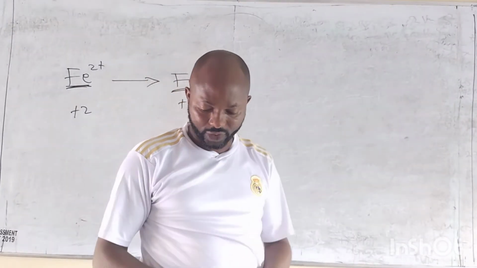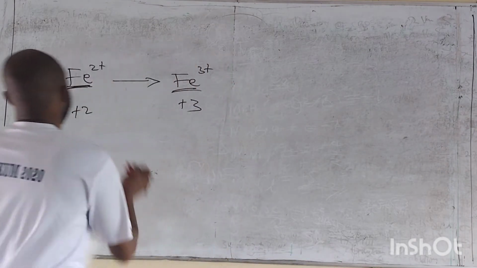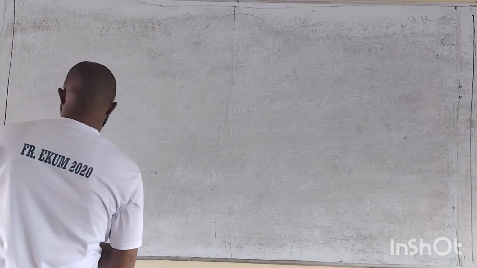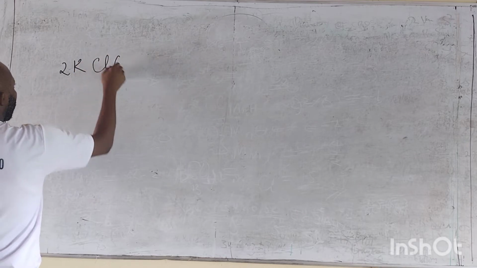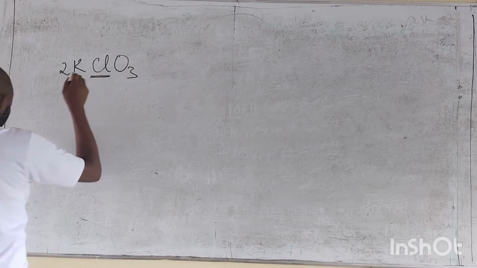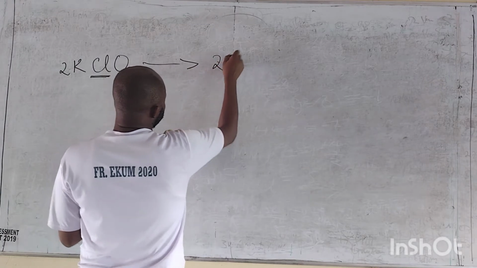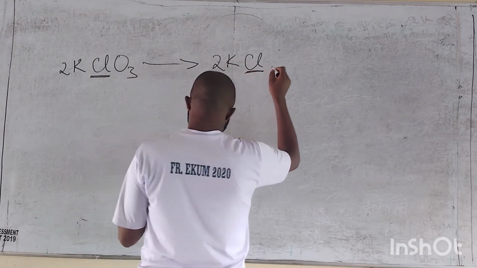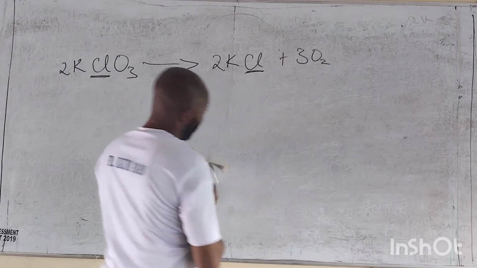Now let's solve the last one on this before we go to balancing of redox. So we have 2 potassium ClO3. We're looking for that of chlorine. It gives us 2 potassium Cl plus 3 moles of oxygen molecule.